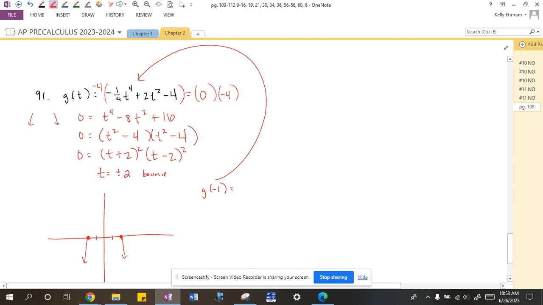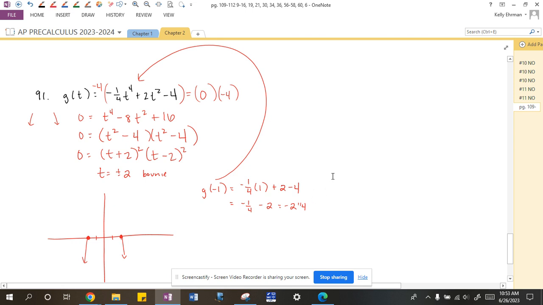To be safe, let's plug into the original. So we have -1/4 times 1 plus 2 times 1 minus 4. So because I'm graphing, I'm going to go with mixed numbers here. -1/4 plus 2 minus 4, or minus 2, is -2 1/4. That's easy.